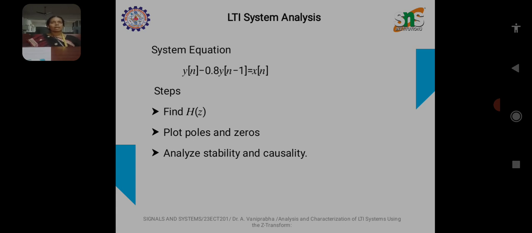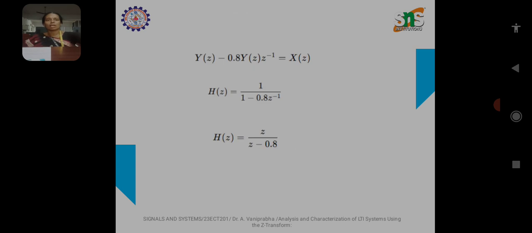So next is another example for LTI system analysis. Consider system equation y of n minus 0.8 y of n minus 1 equal to x of n. Here y of n is the output, x of n is the input, 0.8 is the coefficient and y of n minus 1 is the delayed sample. So we have to find H of Z, the transfer function. We have to plot poles and zeros and also analyze the stability and causality of the given system. So let us see how we can perform this operation.